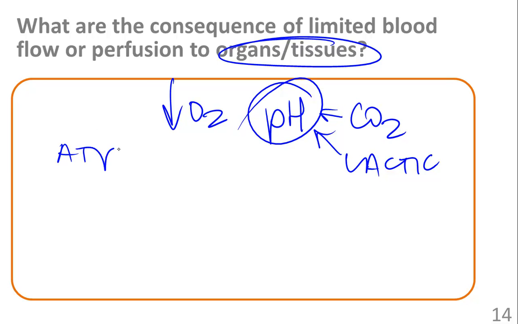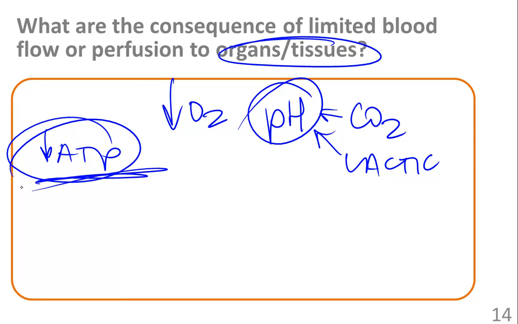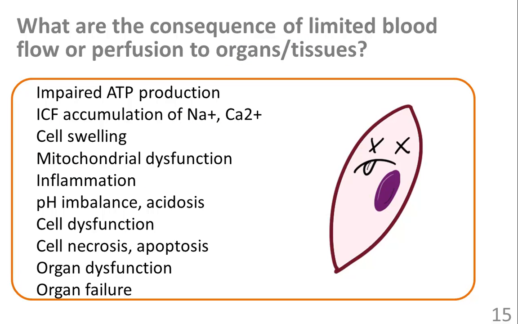Low O2 will affect the amount of ATP. So if we don't have ATP for our cells, basically the little things that cells like to do, like pump ions around and regulate pH, will become deranged, and eventually the cells will swell. The cells can die. They can undergo apoptosis.